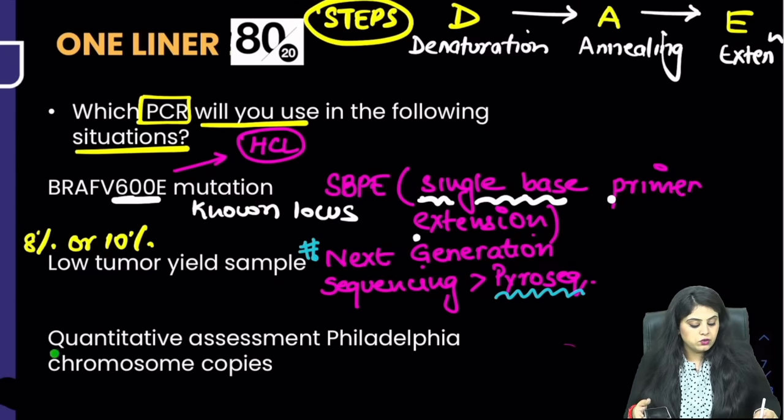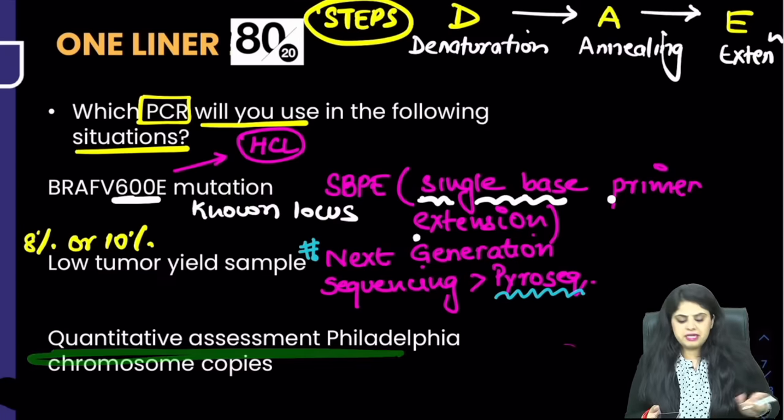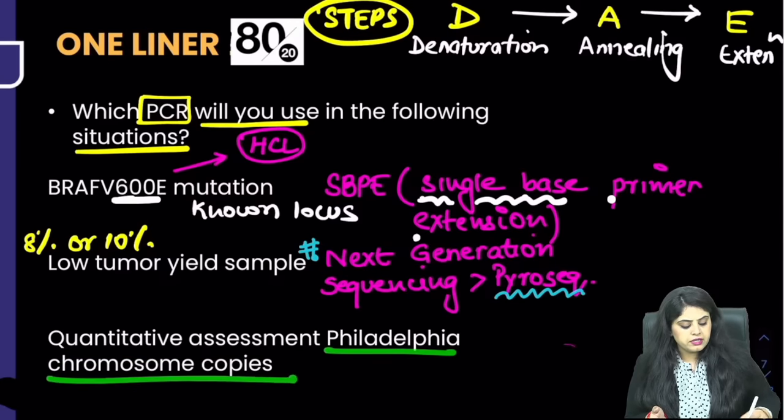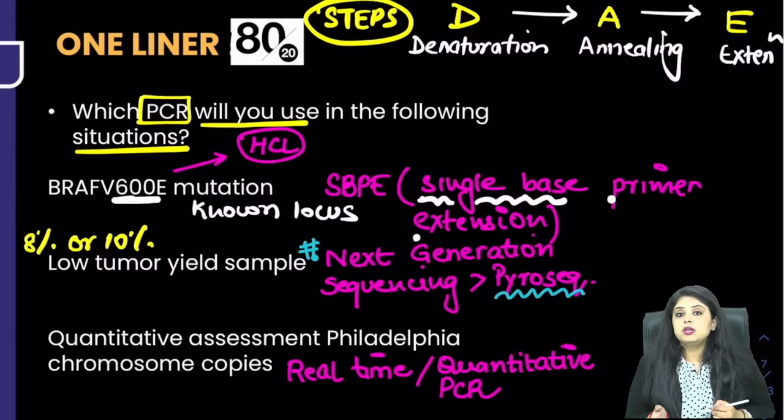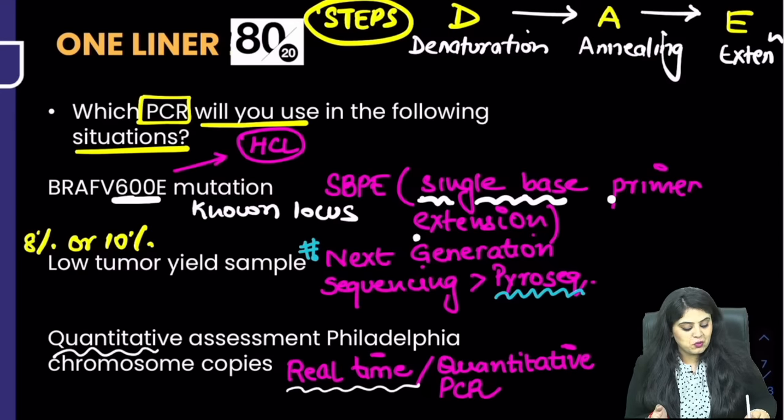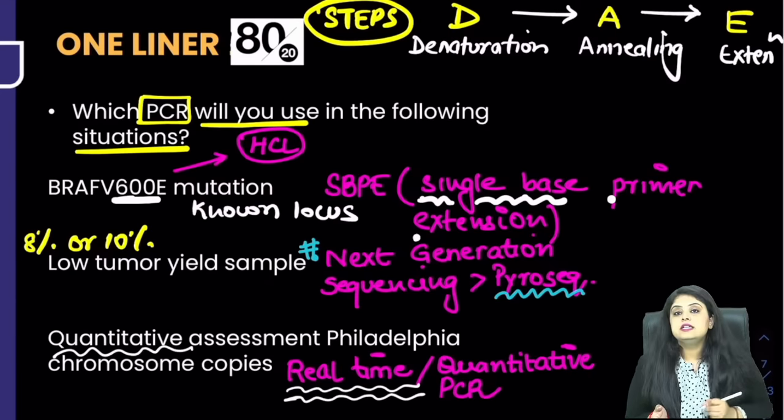Coming to the third one, you want to do some quantitative assessment. Like over here, I have told you quantitative assessment of Philadelphia chromosome, it's a CML case. Quantity you want to find out, ma'am, I will have to do some quantitative PCR. What is quantitative PCR known as? Real time. So they will not write quantitative PCR. For quantity assessment, they will write real time PCR.